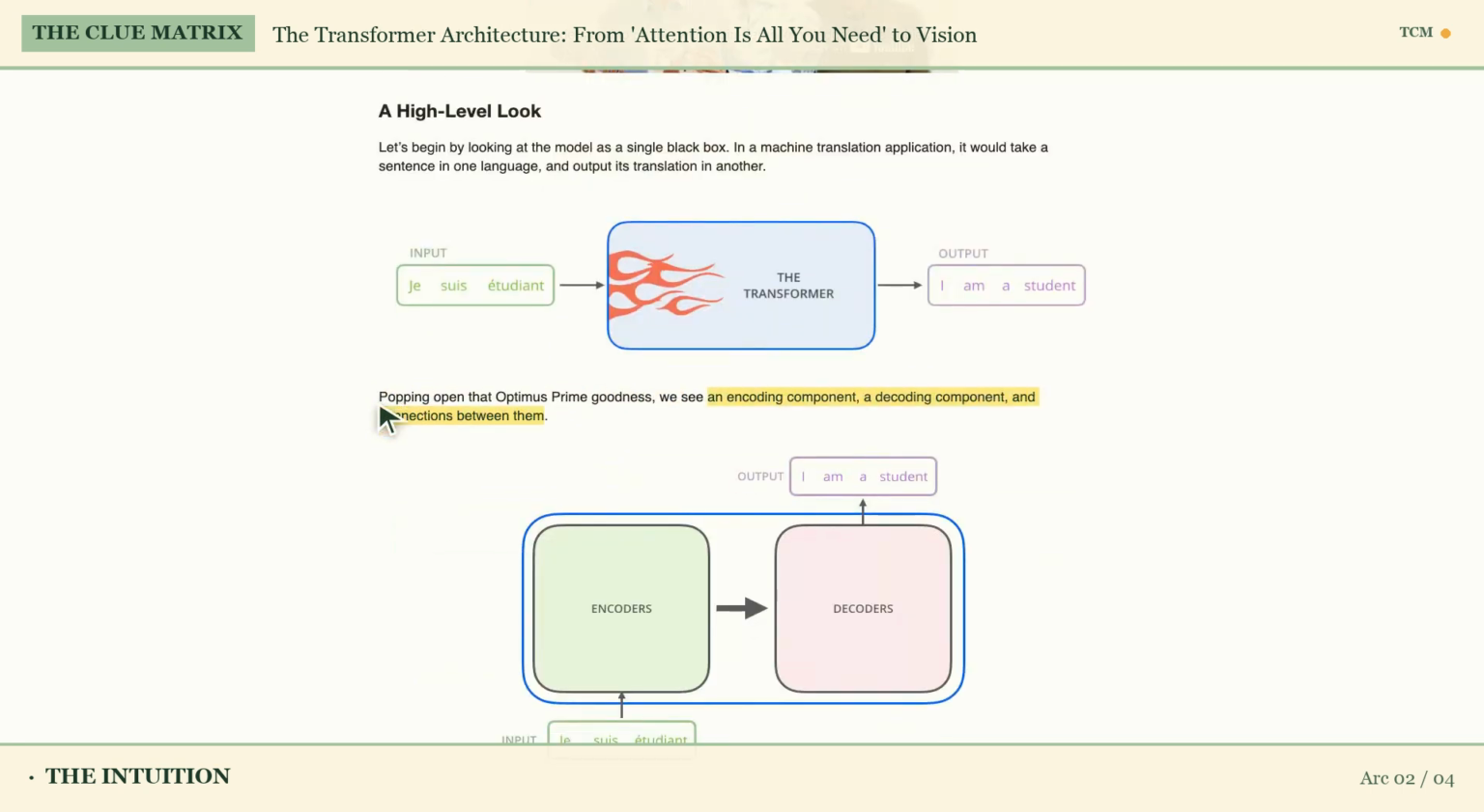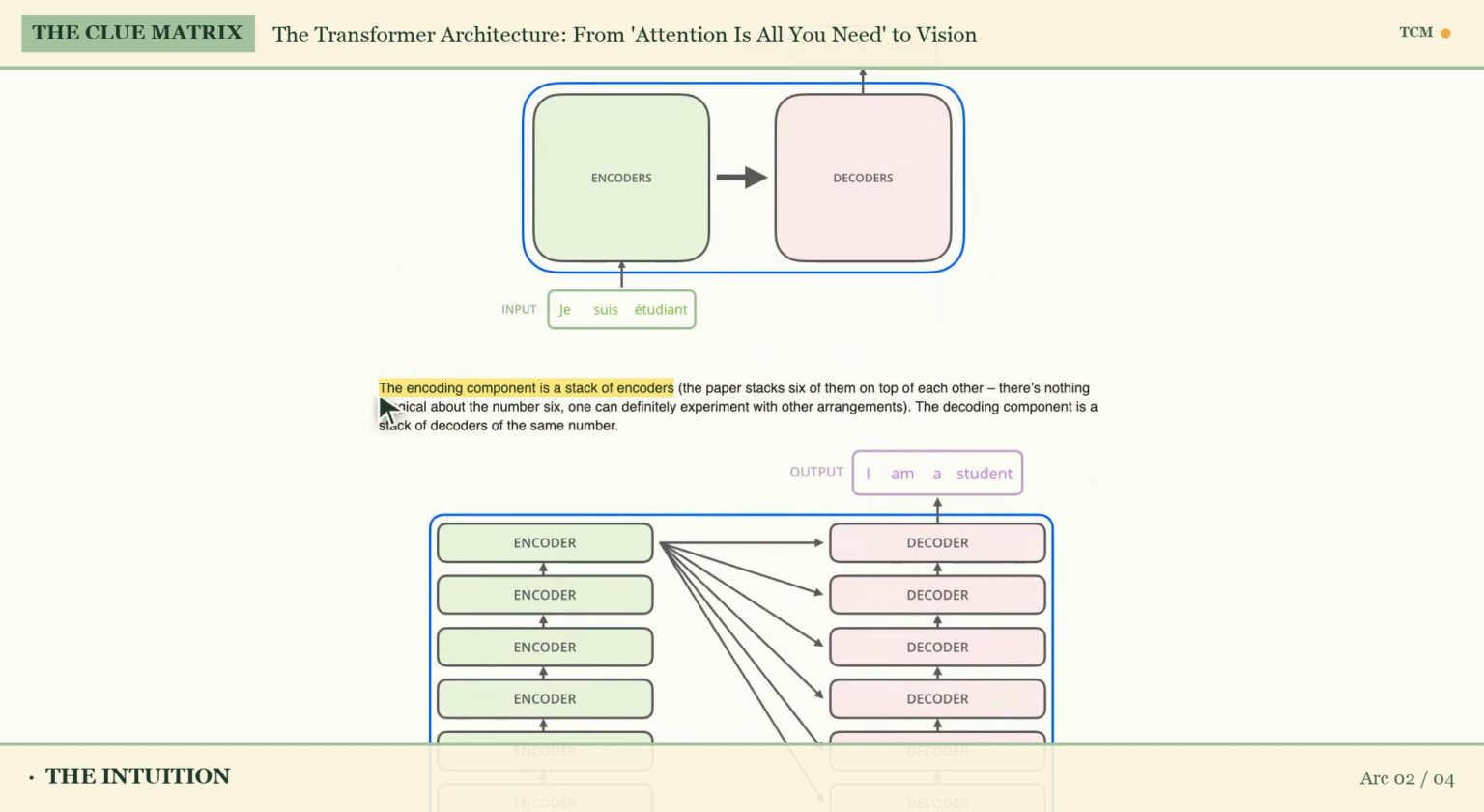Peering inside, we find an encoding component, a decoding component, and connections between them. This encoder-decoder structure is common in sequence-to-sequence models, but the transformer implements it uniquely. So it's still an encoder-decoder. Is it like the autoencoder idea we covered in ASH TCM 192203, where the encoder compresses and the decoder reconstructs, but for translation? It's similar in principle, but the implementation is very different.